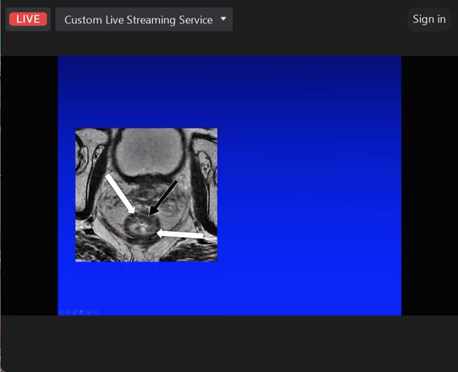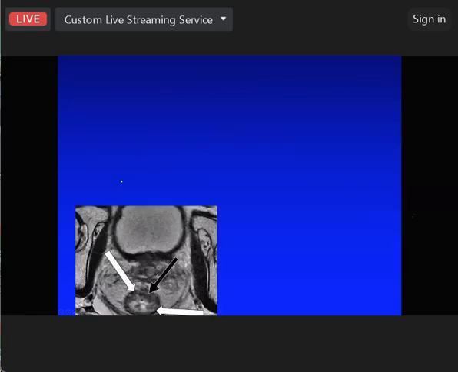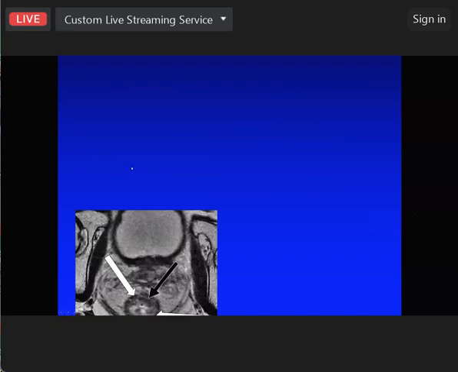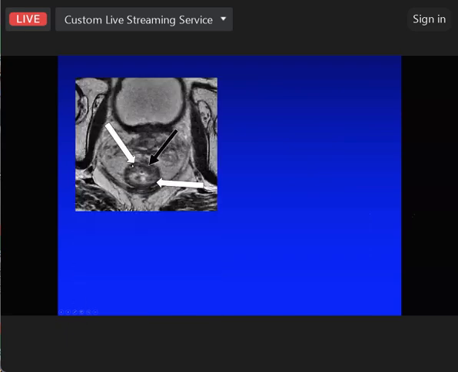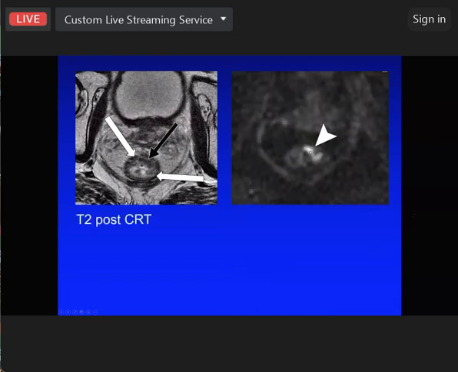Now here, this is pre-treatment, so the whole tumor shows restricted diffusion. Post-treatment, this is the T2 weighted scan. It's looking a lot better. I should have had these all in one scan. So there is a tumor pre-treatment. Here, post-treatment, we're beginning to get normal rectum appearing again. But if we look at the DWI, you'll see there's still a crescent of restricted diffusion.